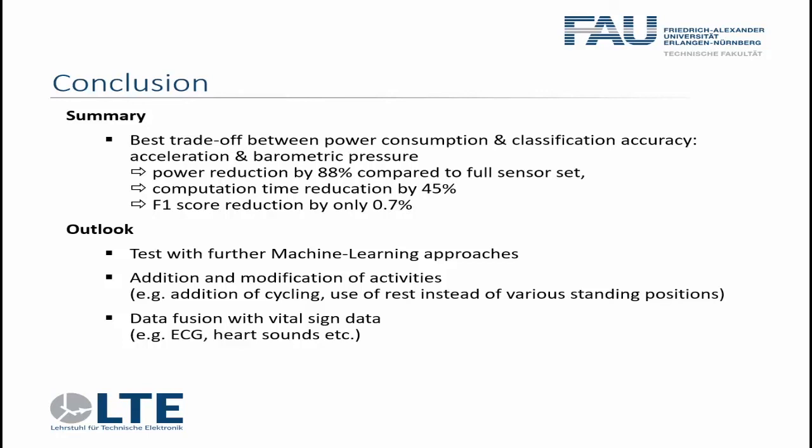Now, the next steps that we would do are to test other machine learning approaches apart from the KNN, then have a closer look at the activities that we take, taking the bike for example, and later on apply the intended data fusion approach to compare activity classification.